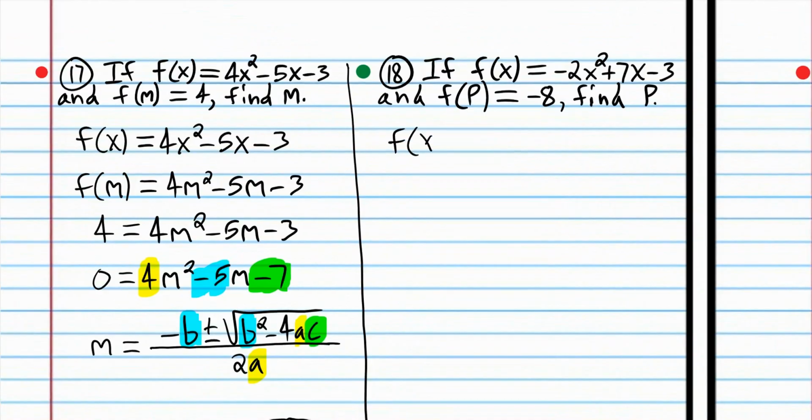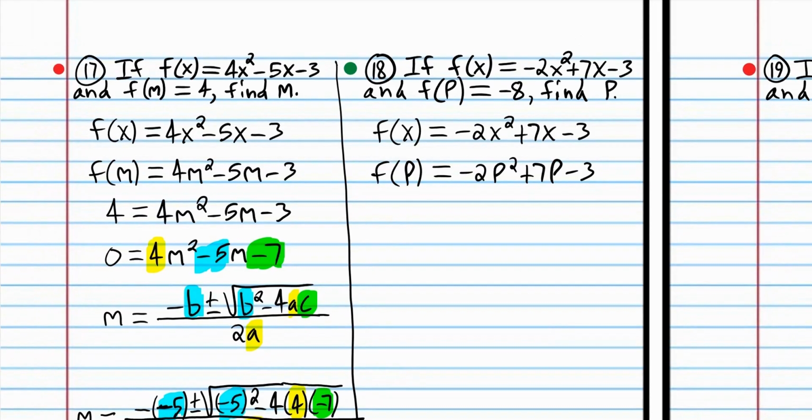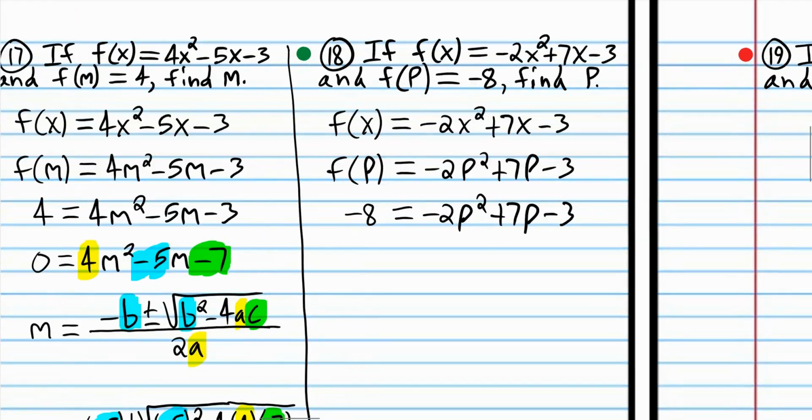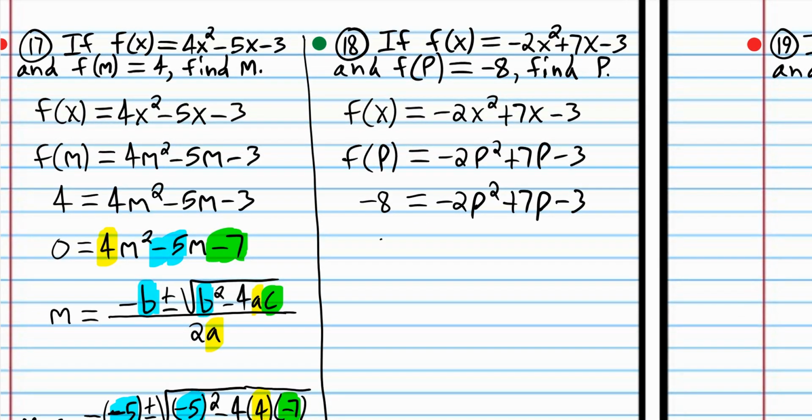So we know that f of x is equal to negative 2x squared plus 7x minus 3. But if that's true, then that means f of p is equal to negative 2p squared plus 7p minus 3. And f of p, we're told, is negative 8. And so this is a quadratic equation. We have to add 8 to both sides of the equation.